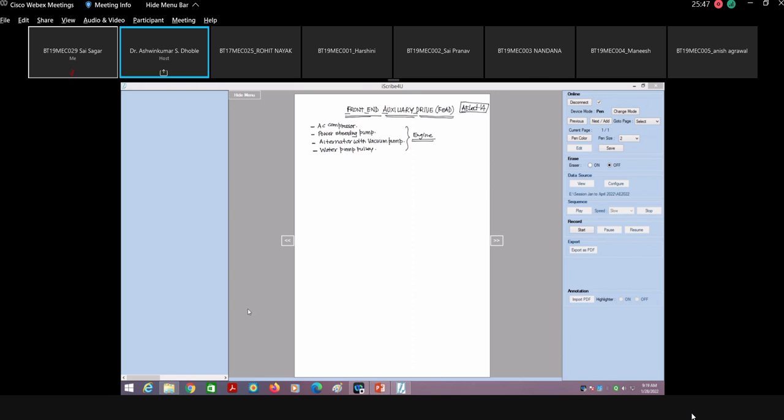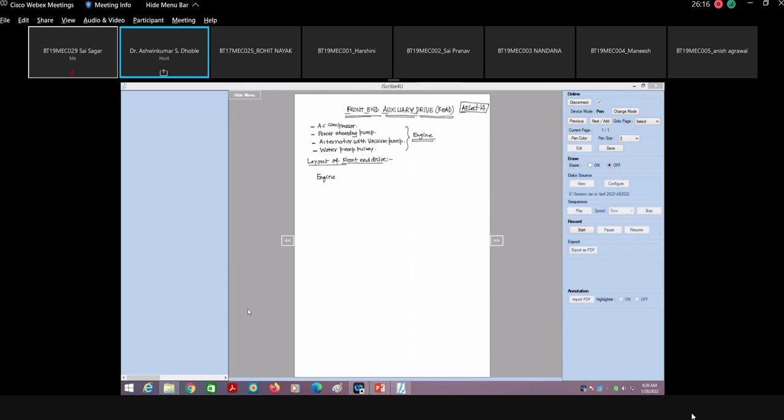So now if you draw the layout of front end drive. Why it is called as the front end drive? Because the power is supplied from the engine crankshaft, and there are two ends to the engine. So engine has got two ends.